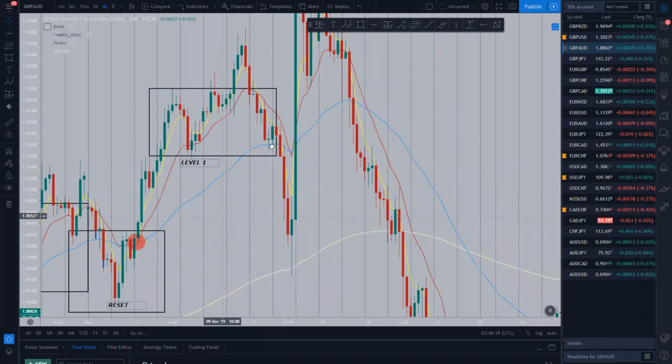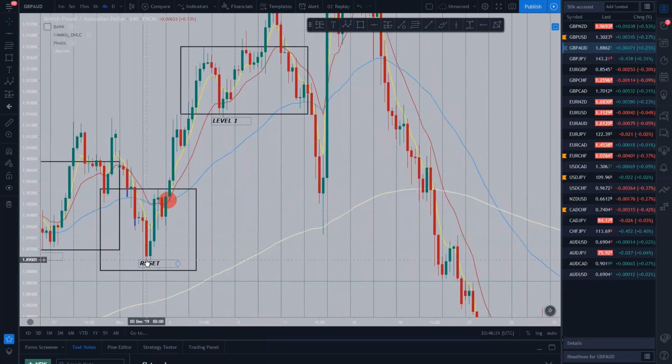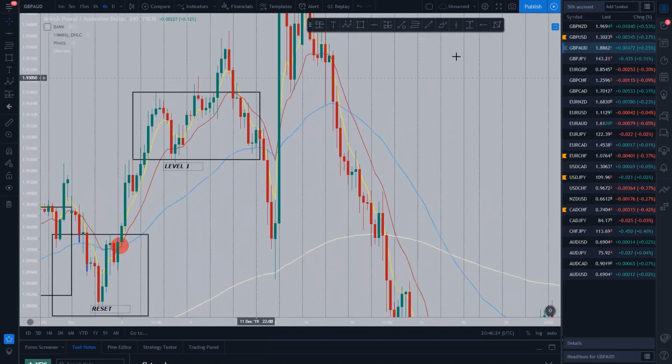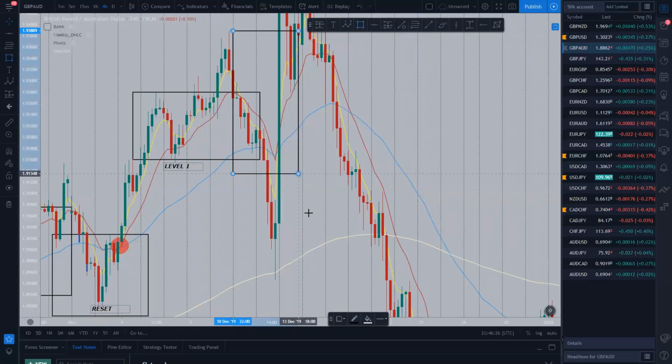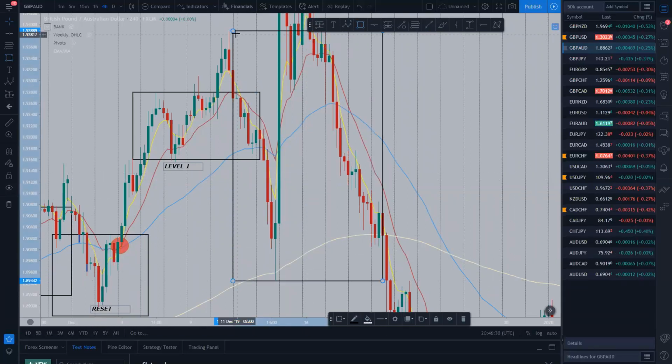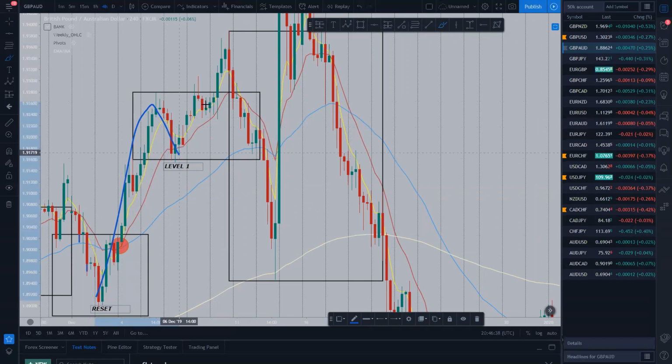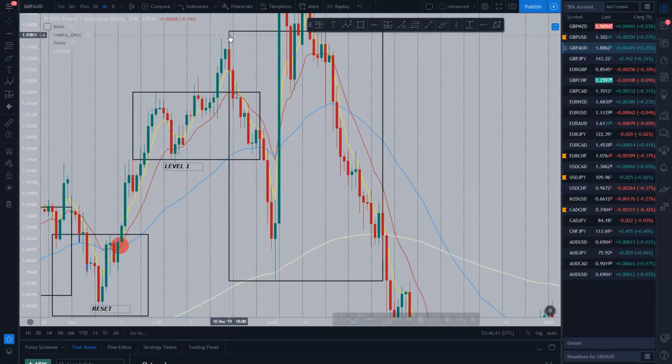Now guys, guess what? Does it break the low of my reset? No, it doesn't. Is this a valid level 2? Yes, it is. So this is a valid level 2. So this is level 1. Comes down. This is level 1. This is level 2, approximately 1 ADR. It's level 1, level 2. Okay? And then level 2 comes all the way down here. It's my level 2 consolidation.